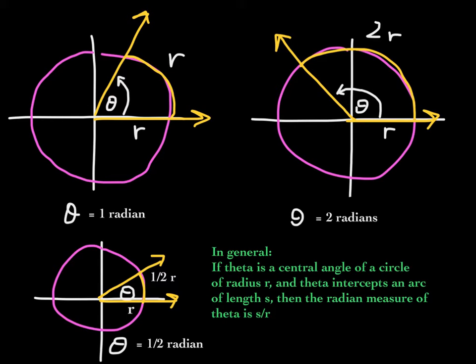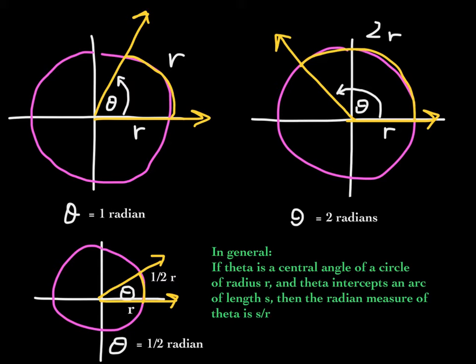Now remember that a central angle is just an angle whose vertex is at the center of the circle, like we've drawn over and over again. All of these are central angles. The vertex is at the center of the circle. So if theta is a central angle of a circle of radius r, like we've drawn each time, and theta intercepts an arc of length s, let's just call the arc length s, then the radian measure of theta is s divided by r.